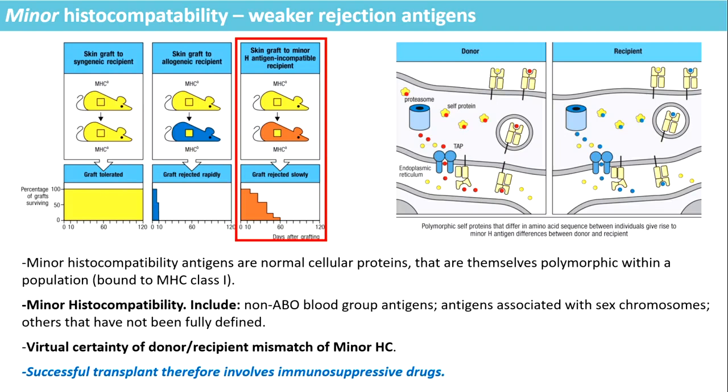I mentioned before, they tend to be non-ABO blood group antigens, but they also tend to be antigens that are associated with sex chromosomes. Obviously, between the sexes, there's going to be proteins that the one sex may not have seen. But when it comes to transplantation, there's pretty much a virtual certainty that there will be a mismatch of the minor histocompatibility between individuals. And that's really why we need to use immunosuppressive drugs, even if we have good matching going on. So as I mentioned here, a successful transplant will involve the use of immunosuppressive drugs to maintain that transplant.